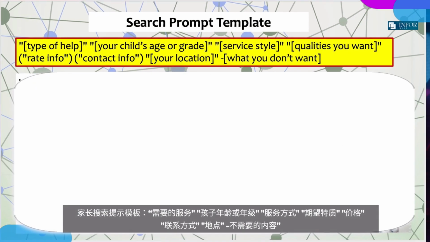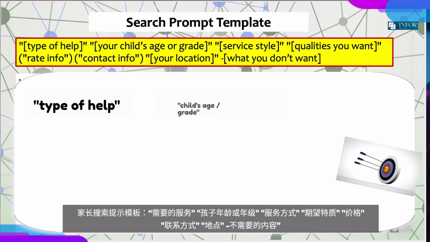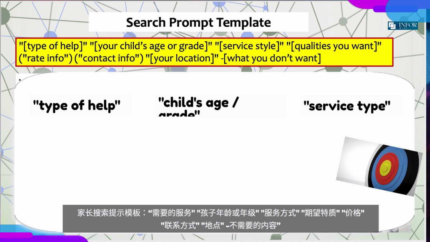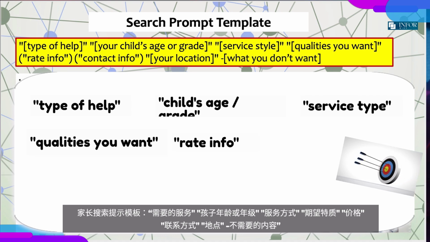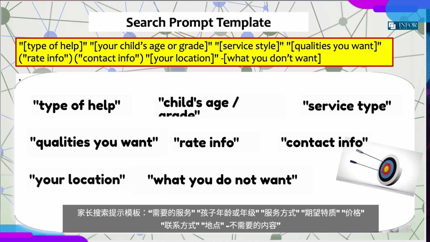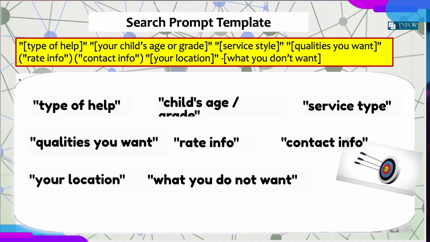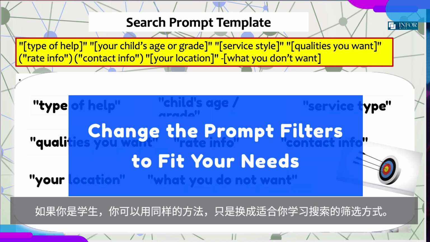So here is a Google search prompt template. It includes type of help, your child's age, service, qualities you want, rate information, contact information, your location, and what you don't want. Let's say if you are a student, you can use the same smart Google search strategy. You just need to change the filters that fit your academic needs.